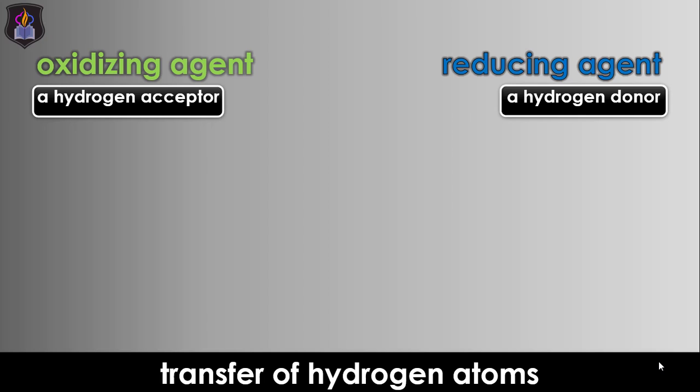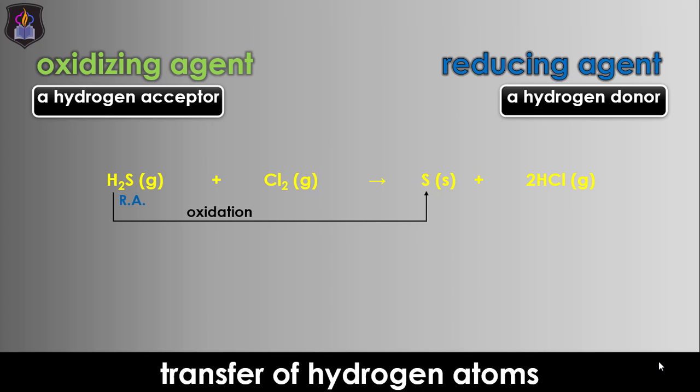In the reaction between hydrogen sulfide and chlorine, the hydrogen sulfide gas acts as a reducing agent as it donates a hydrogen atom to chlorine and becomes oxidized to elemental sulfur, while the chlorine gas serves as an oxidizing agent because it oxidizes the hydrogen sulfide by accepting the hydrogen atom from it and becomes reduced to the hydrogen chloride gas.